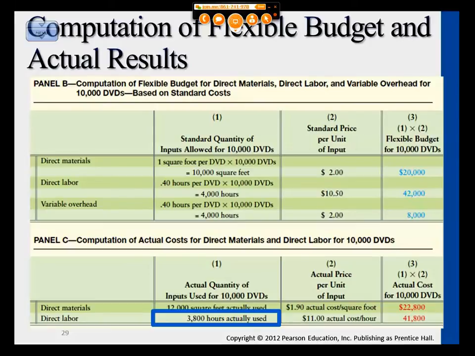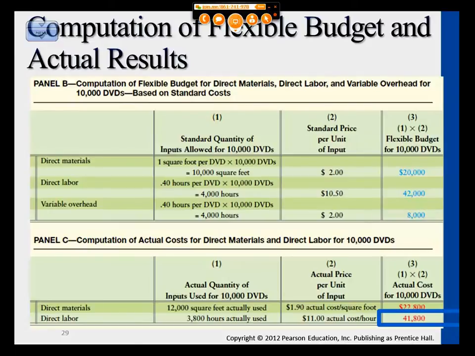And I do the same for direct labor. Did I overestimate or underestimate? Yes, I overestimated. So my 3,800 hours actually used for direct labor was overestimated in my flexible budget, right? And I have my actual price of $11 per hour. And so I find my actual cost as a multiplication of the two at 41,800. So that's your standard costing example.